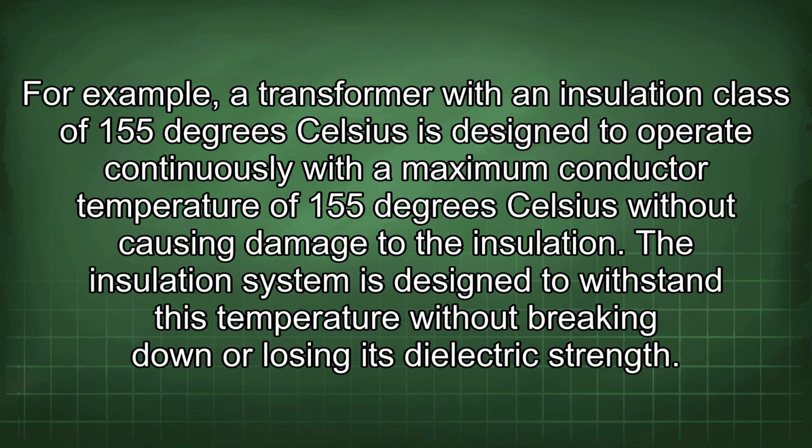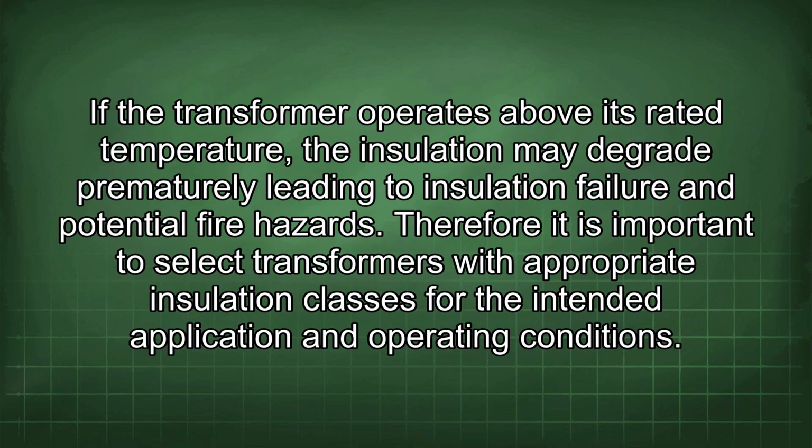For example, a transformer with an insulation class of 155 degrees Celsius is designed to operate continuously with a maximum conductor temperature of 155 degrees Celsius without causing damage to the insulation. The insulation system is designed to withstand this temperature without breaking down or losing its dielectric strength. If the transformer operates above its rated temperature, the insulation may degrade prematurely, leading to insulation failure and potential fire hazards. Therefore, it is important to select transformers with appropriate insulation classes for the intended application and operating conditions.